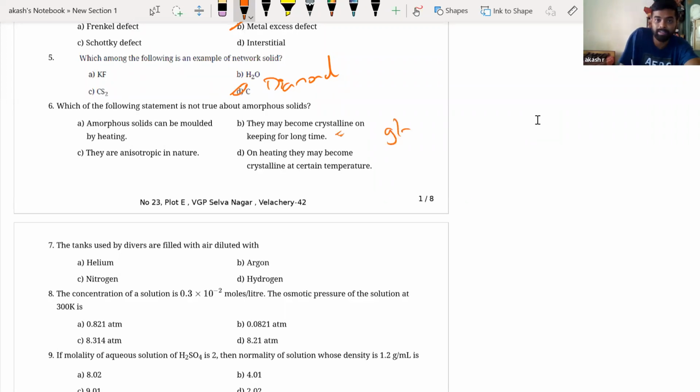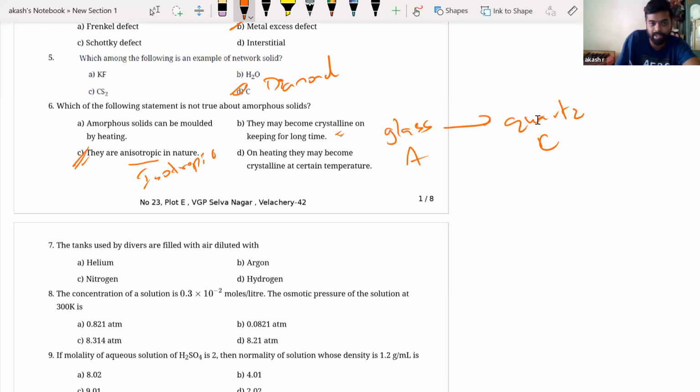Possible. See, glass is there. Now glass, you keep it for a long time, you go for quartz, right? Glass is amorphous, but quartz is crystalline. This is possible. Okay, fine. They are anisotropic. No, they are isotropic in nature, right? So this is the correct answer to this question.